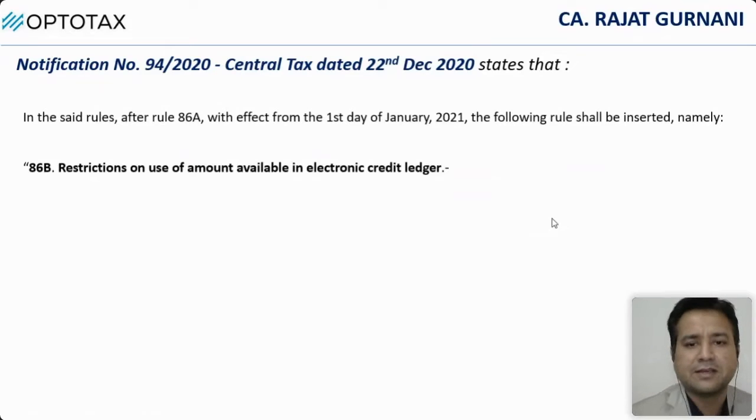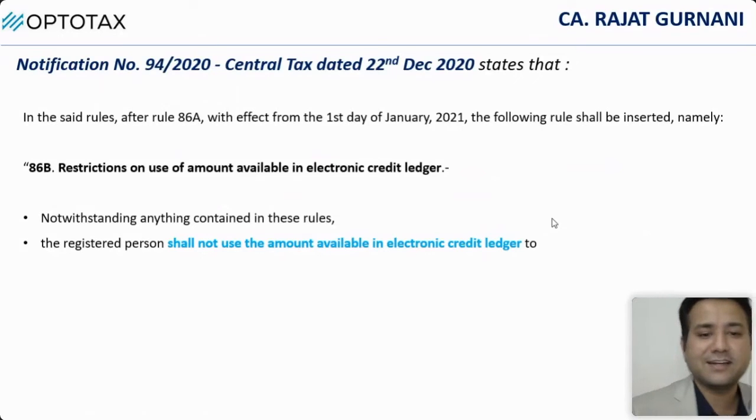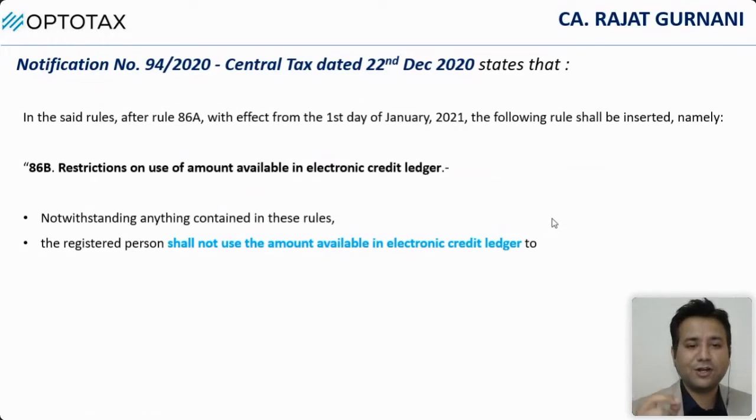Rule 86B, restrictions on use of amount available in electronic credit ledger. In 86B, a restriction has been placed on my usage, sir, on my usage. Notwithstanding anything contained in these rules, the registered person shall not use the amount available in the electronic credit ledger. By reading this line, I am reminded of Article 300A of the Constitution of India. Leave the GST Act, the Constitution of India, right? I hope you are remembering: ITC is my vested right. ITC is my vested right. We used to say so many times. Shall not use the amount available.